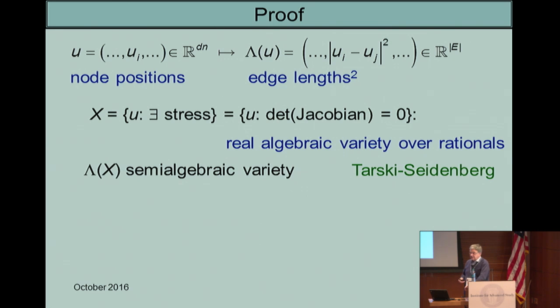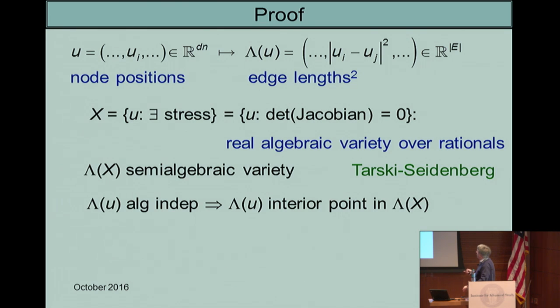This semi-algebraic variety means that it's the finite union of sets, each of which can be defined either by algebraic equations or by strict algebraic inequalities. Okay, so far so good. Now, in our special case, when the edge lengths are algebraically independent, it means that this lambda u has algebraically independent coordinates. These coordinates cannot satisfy any equation. So it's only strict algebraic inequalities that it has to satisfy, which means that a small neighborhood of it also satisfies exactly these. So it's actually an interior point of the image.